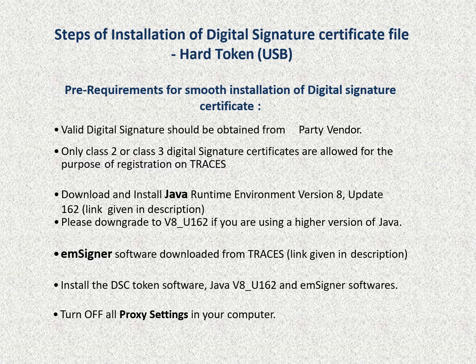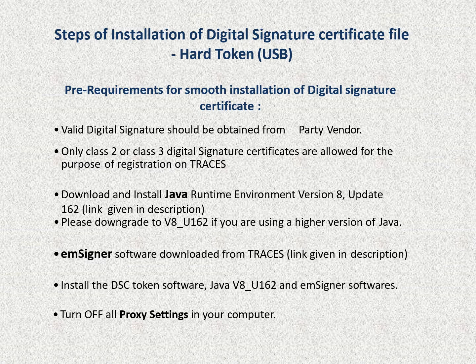Thirdly, you have to download the mSigner software from the link provided in the Traces website. You have to click on the Downloads tab in the Traces landing page. In the drop-down menu, click on the Requested Downloads. You will find the link to download the latest version of the mSigner. The direct link is given in the description box of this video. You can use that as well. You have to download the latest mSigner for registering the digital signature certificate.